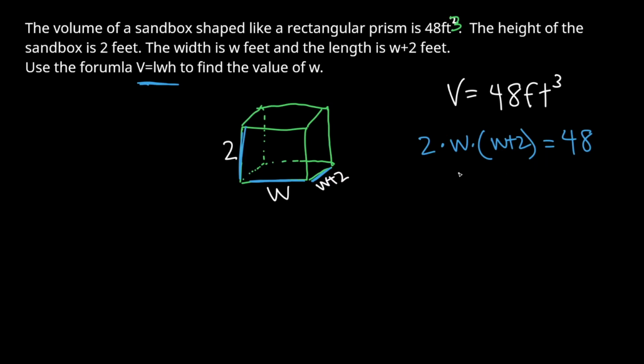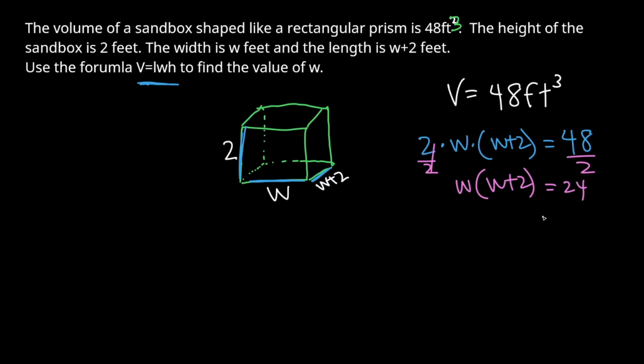Now, what we want to do is to see if we can reduce our problem and make it easier to work with. So in this example, this 2, I can divide both sides by 2 and reduce it. If I divide this side by 2, because that'll undo the multiplication, we end up with a simpler problem. We have W times W plus 2 equals 48 divided by 2, which is 24.